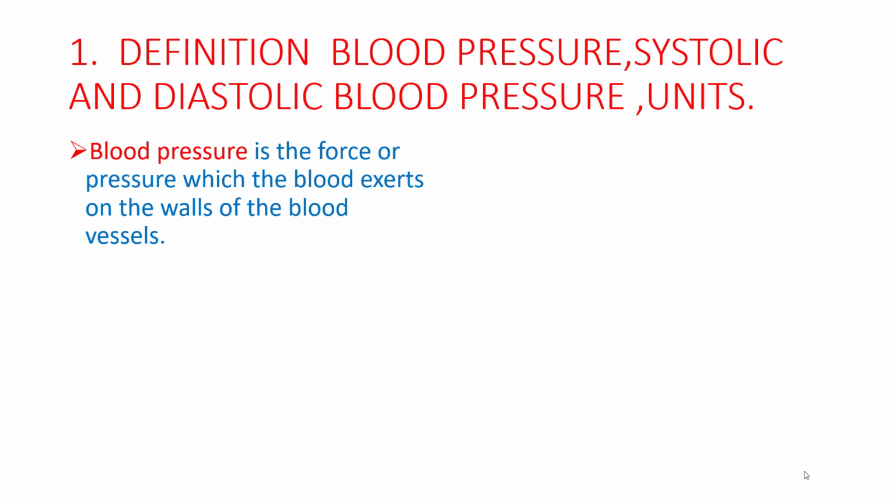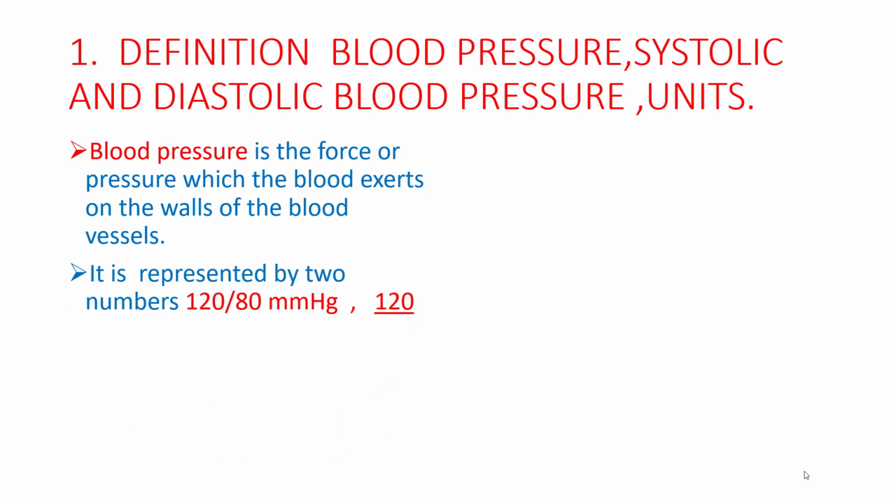So blood pressure is the force or pressure which the blood exerts on the walls of the blood vessels. And it's important to note that blood pressure is represented by two numbers. So in my first reading, 120 is the first number, which is systolic, 80, which is diastolic, the second number. In my second reading, 120 is the top number, which is systolic blood pressure, and 80, which is diastolic.